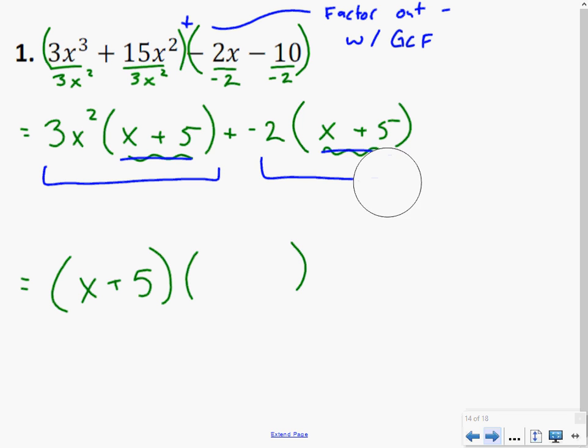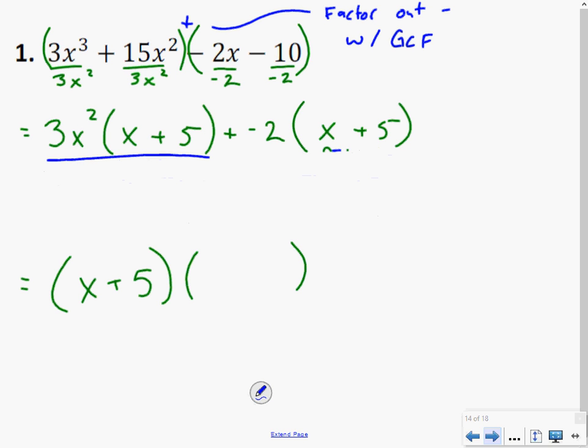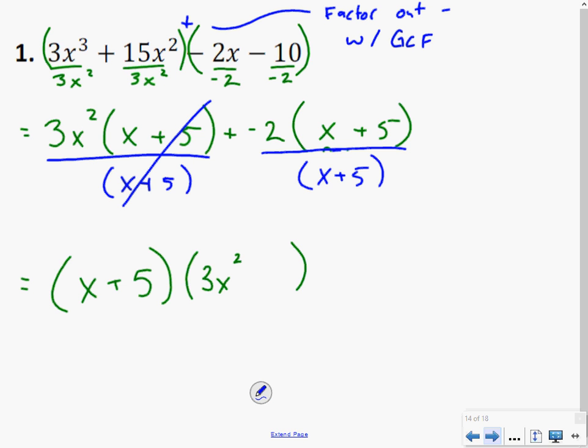So now what we need to do is go back and divide each of these terms by x plus 5. When I divide by x plus 5 here, it cancels, and we're left with 3x squared. When I divide by x plus 5 here, again, it cancels, and this time we're left with a minus 2. And here it is.